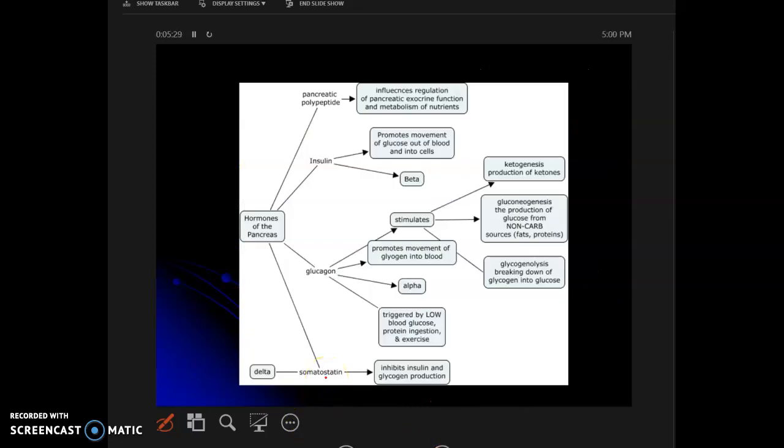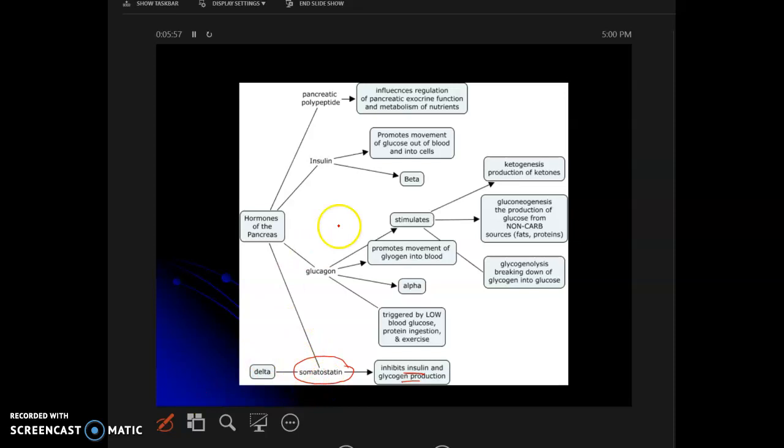Oh, and we forgot to talk about somatostatin. Somatostatin, what does it do? It inhibits insulin and glucagon production. Always remember, you should have come across somatostatin produced by the hypothalamus. Remember, it is inhibitory. All right. So somatostatin is going to inhibit insulin and glucagon production. We are also going to talk about somatostatin in Unit 4 when it comes to digestion.